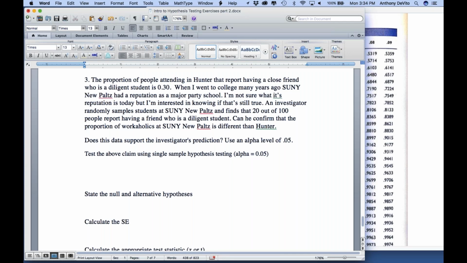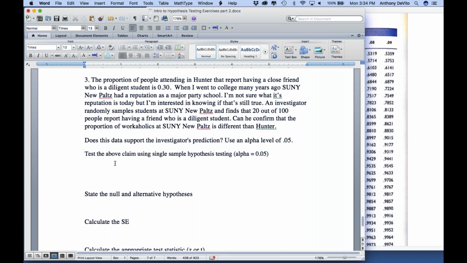An investigator randomly samples students at SUNY New Paltz and finds that 20 out of 100 report having a friend who is a diligent student. Can he confirm that the proportion of workaholics at SUNY New Paltz is different than it is at Hunter? Okay, so at Hunter, we're going to assume that the population proportion of diligent students is 30%.